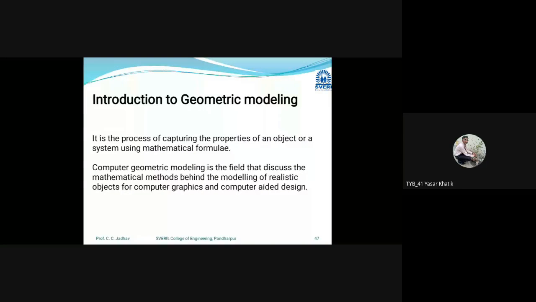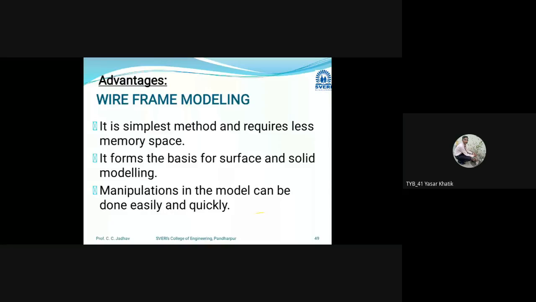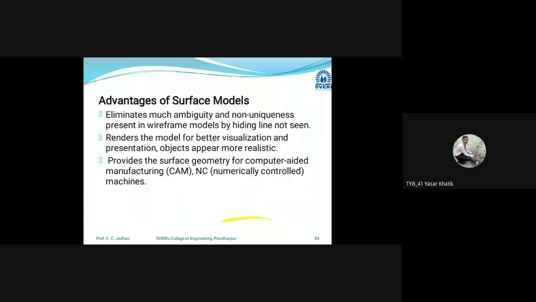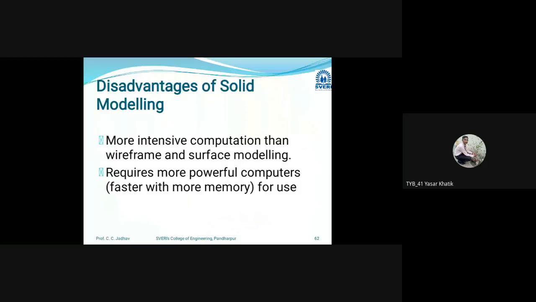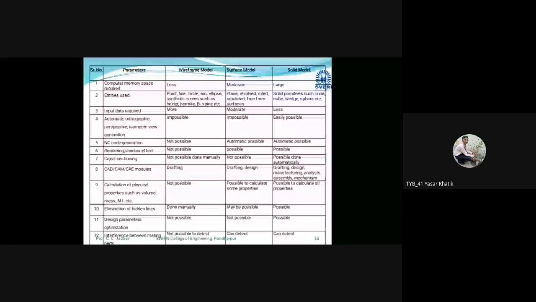Then in the last lecture we have seen the introduction part of geometric modeling. What is meant by geometric modeling? Their types: wireframe model, surface model, and solid model. From these three, we have seen the differences between these three geometric models, what the surfaces are, their advantages, and how we use these three different models at the time of modeling. Basically we have seen the difference between these three models on the basis of 12 parameters, so it will be easy to understand the difference between these three models.